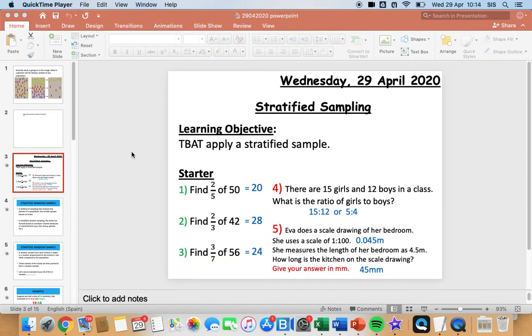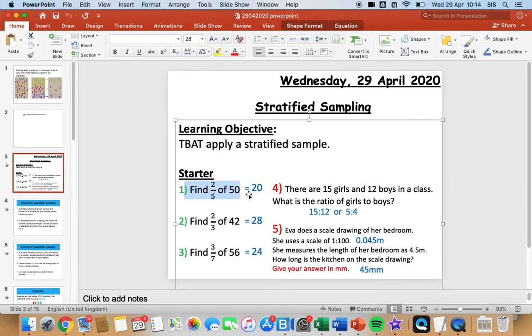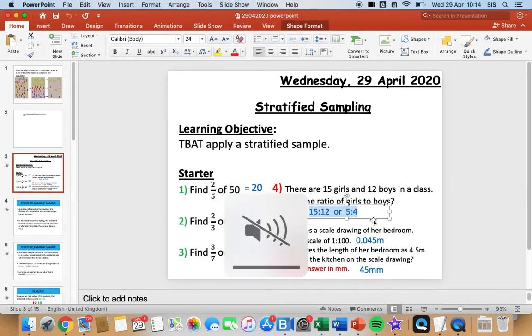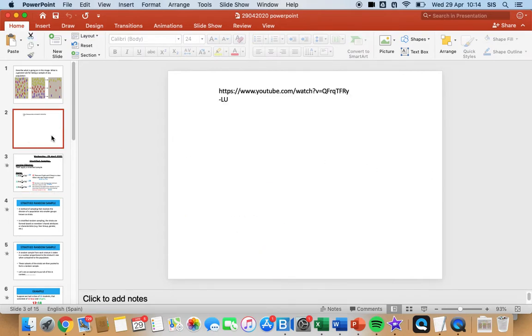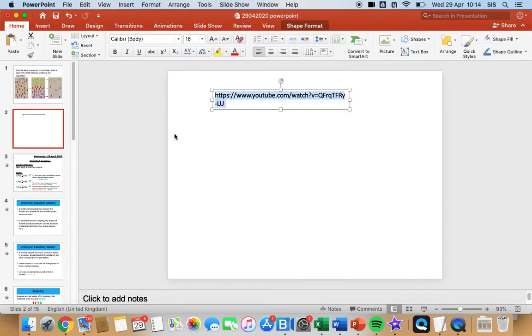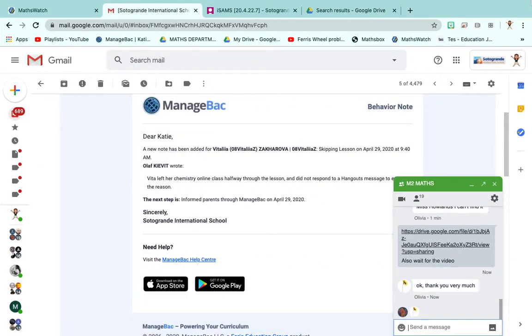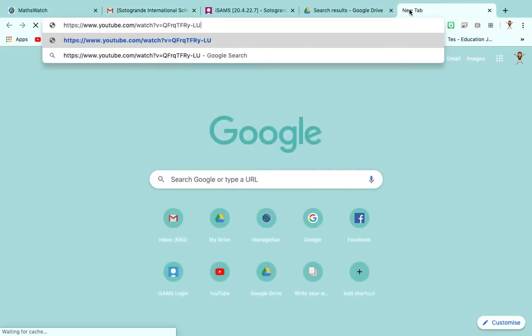Going over stratified sampling. Now, stratified sampling involves lots of key ideas, but the main ideas you need to be confident with is finding fractions and ratios. And I'll explain why this is really important. The first thing we're going to do is watch a video which will help us with our understanding on stratified samples.